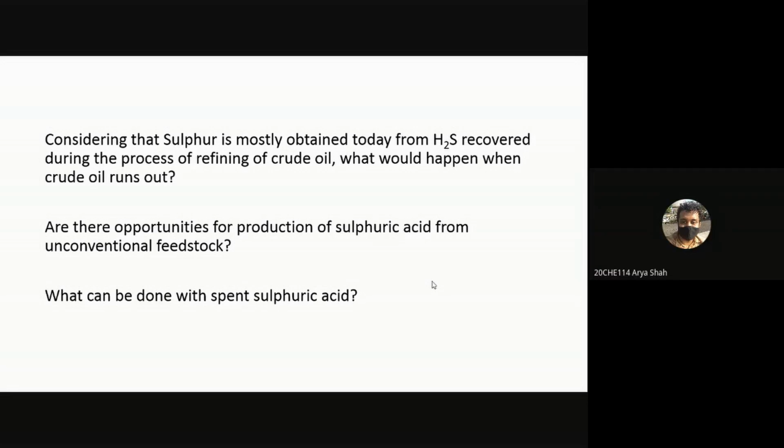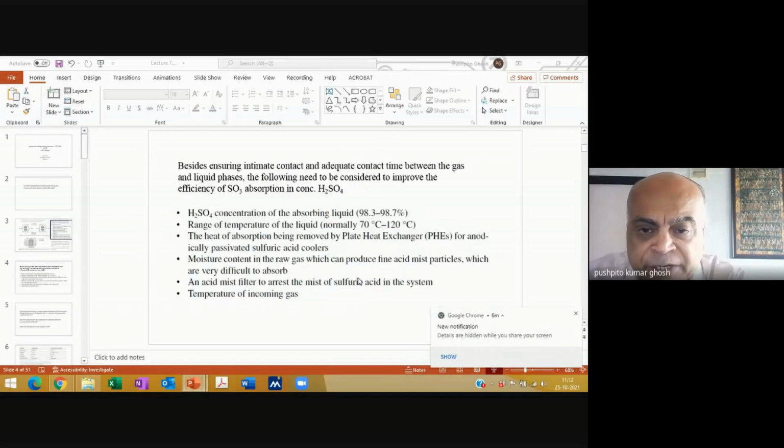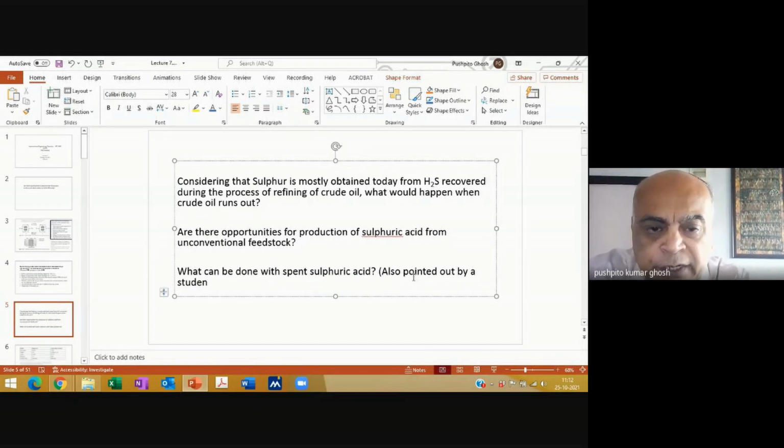So why can't we recycle whatever we are using? Oh, wonderful. Recycle means you're talking about the sulfuric acid, right? Yes, sir. Brilliant. So you can see there are two points that I've written over here. One, are there opportunities for production of sulfuric acid from unconventional feedstock? The second is really focused on what you're saying: what can be done with spent sulfuric acid? Does that answer your question? Or at least has your question been taken into account? Yes, sir. That's very nice that you have mentioned it.